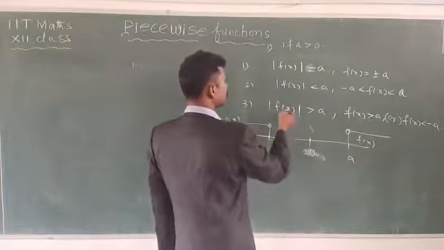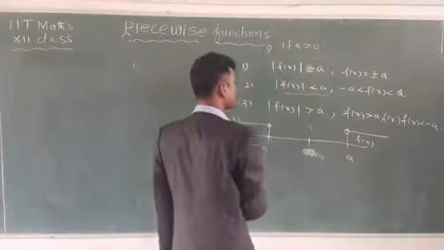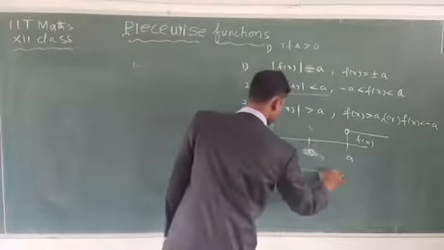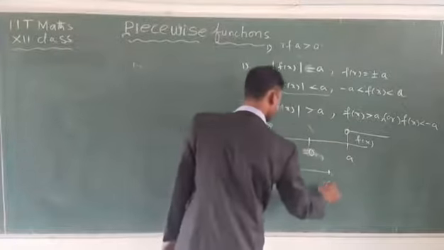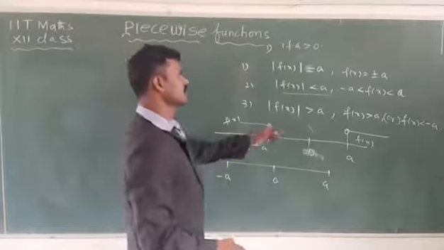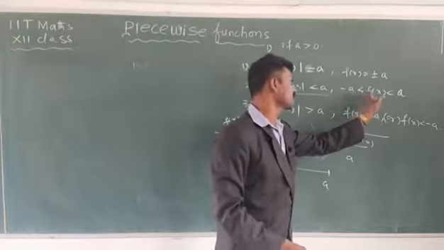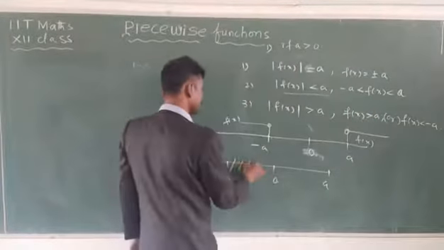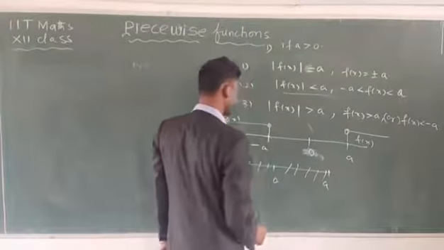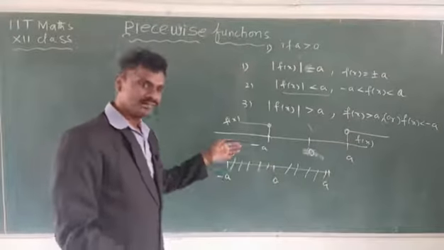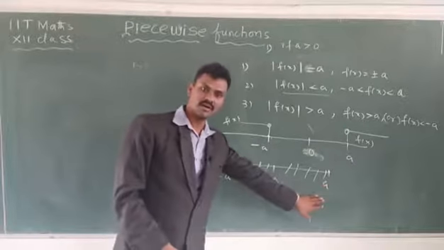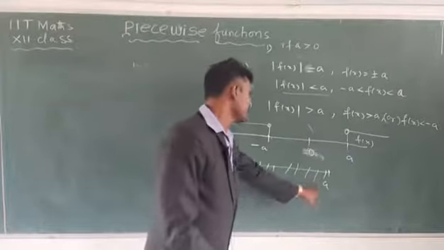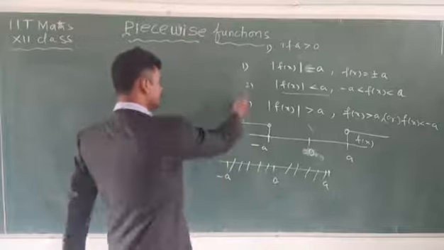Now here, f of x is less than a means, on the number line, 0, minus a and plus a. Here f of x lies between minus a and plus a. That means a units on the left side from the origin and a units from the origin on the right side. This is the second one.